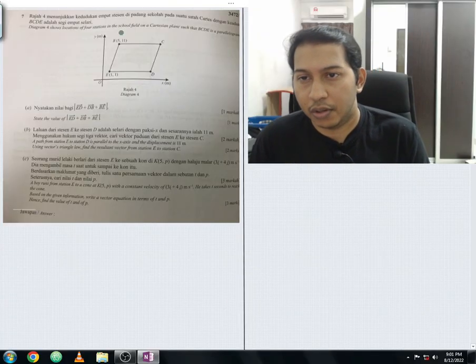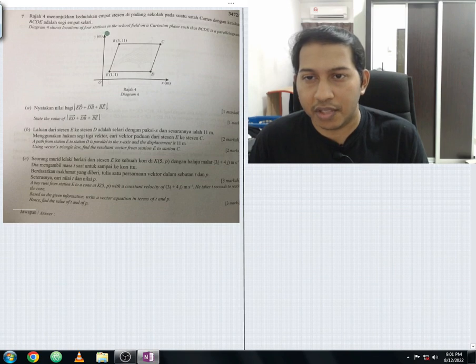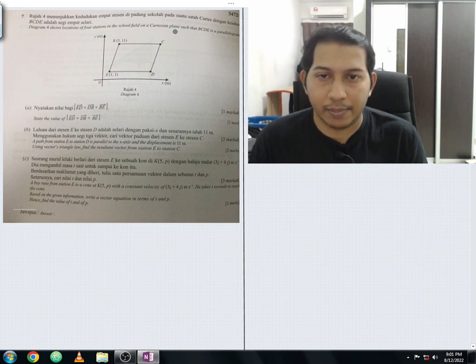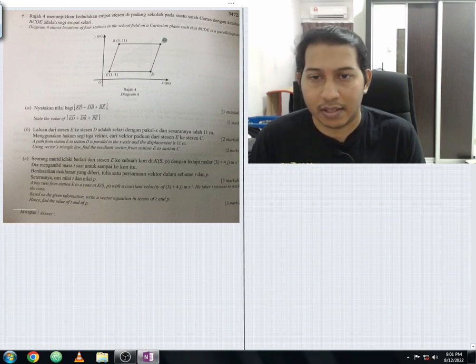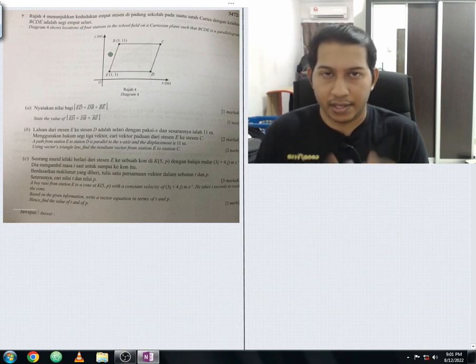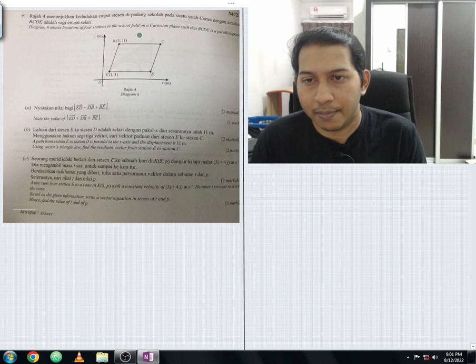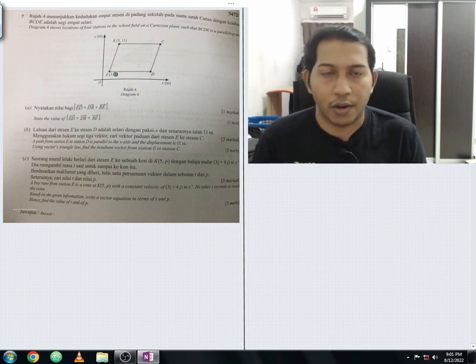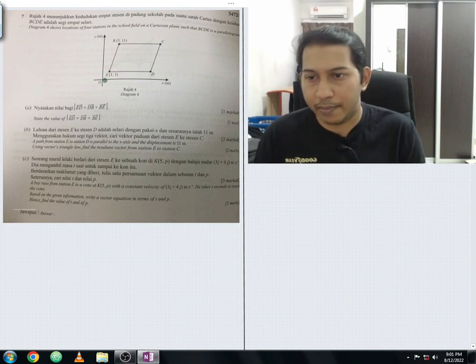Diagram 4 shows locations of 4 stations in the school field on a Cartesian plane such that BCDE is a parallelogram. As you can see here, this is the diagram BCDE. It's in the parallelogram shape, and you have the coordinates B and E as (5, 11) and (1, 1) respectively. So let me read the question part A.